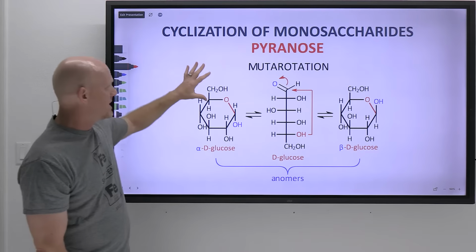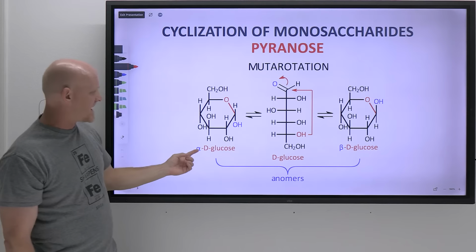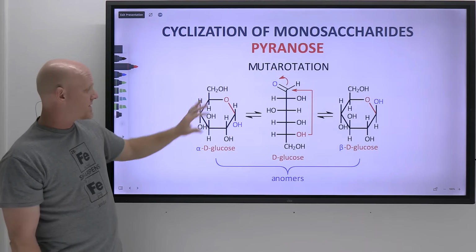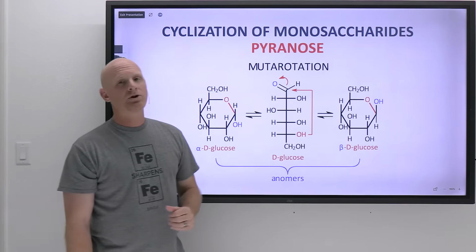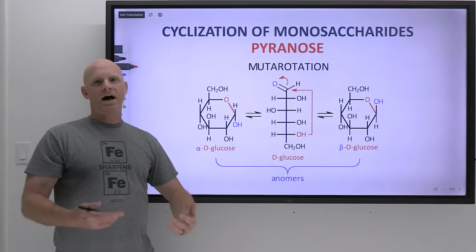All right, so here we've got a couple of different pyranoses, and this is alpha-D-glucose. Specifically, we might even call it alpha-D-glucopyranose, whereas this one is called beta-D-glucopyranose. We've got to talk about what this whole alpha and beta thing is.